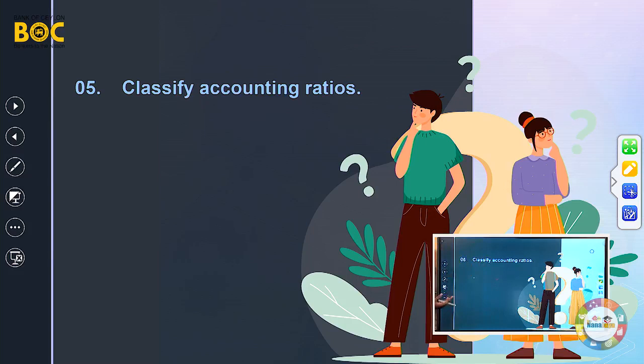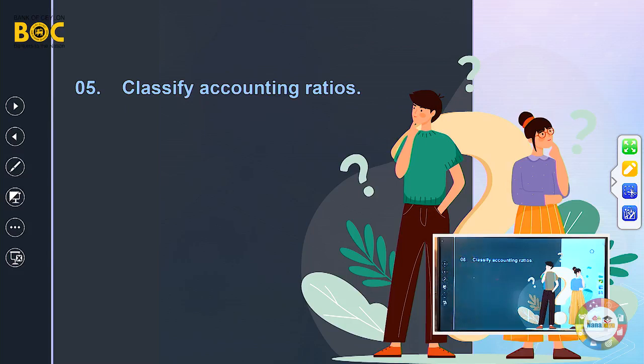The third area we classify in the syllabus is profitability ratios: gross profit ratio, net profit ratio, return on total assets and return on equity.